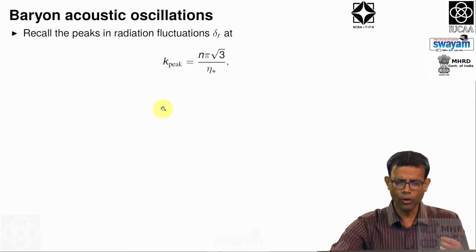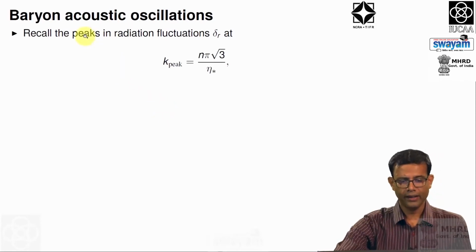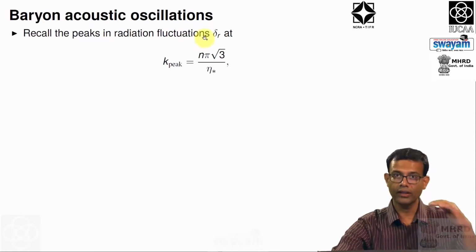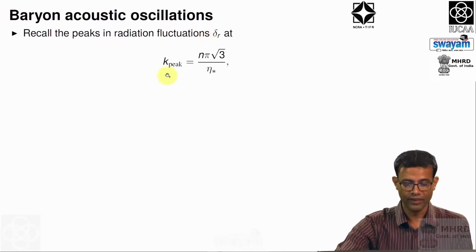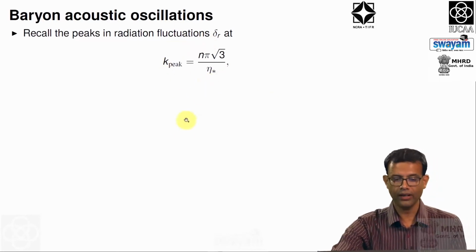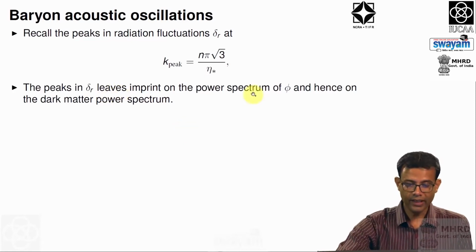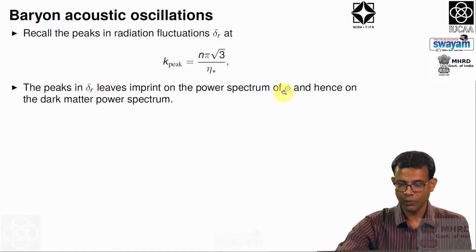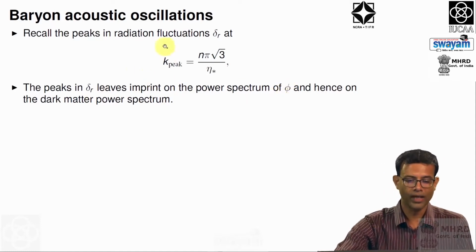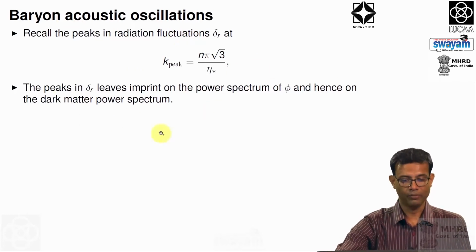You can go a bit further. You recall that there are peaks in the radiation fluctuations in the CMB, at the last scattering surface, and these peaks occur at specific values of k, which we wrote down in the last lecture. These peaks leave an imprint on the power spectrum of the gravitational fluctuations. The gravitational fluctuations will also have peaks at these k values, and hence so does the dark matter power spectrum.